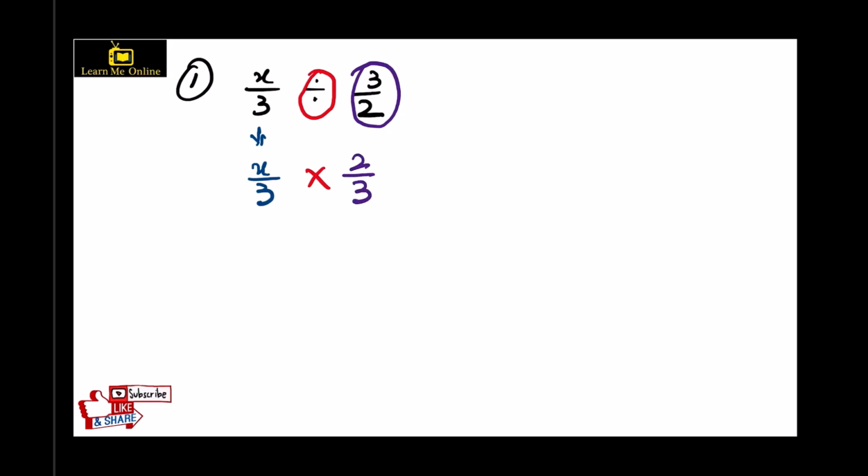Now, are you able to simplify anything? Can we do some simplification? We have x and 2 in the numerator, and 3 and 3 in the denominator. So you multiply the top with the top, and the bottom with the bottom. x times 2 is 2x, and 3 times 3 is 9. And that's the simplification of the whole thing.